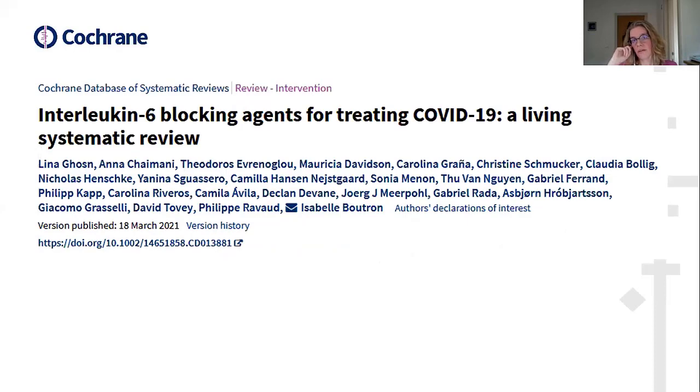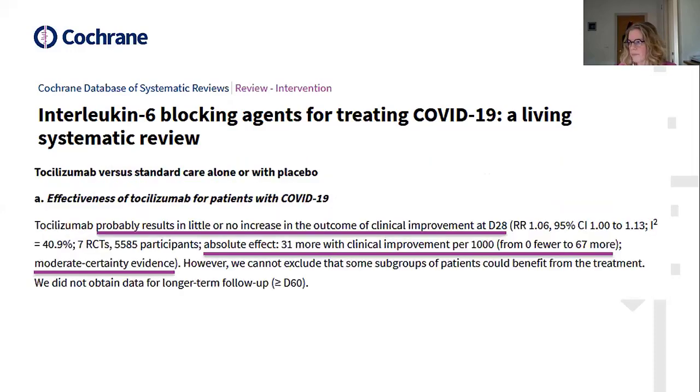So with that in mind, I'm just going to share a couple of examples of reviews that I've recently seen and worked on. This first review is about interleukin-6 blocking agents for COVID-19. And this is an extract from the abstract, where you can see that the authors have used narrative statements to describe the result for tocilizumab at day 28. They specified the length of follow-up for the outcome clinical improvement, and they used "probably" to reflect the moderate certainty of the evidence. And they described the relative effect at 1.06 as showing little or no increase.